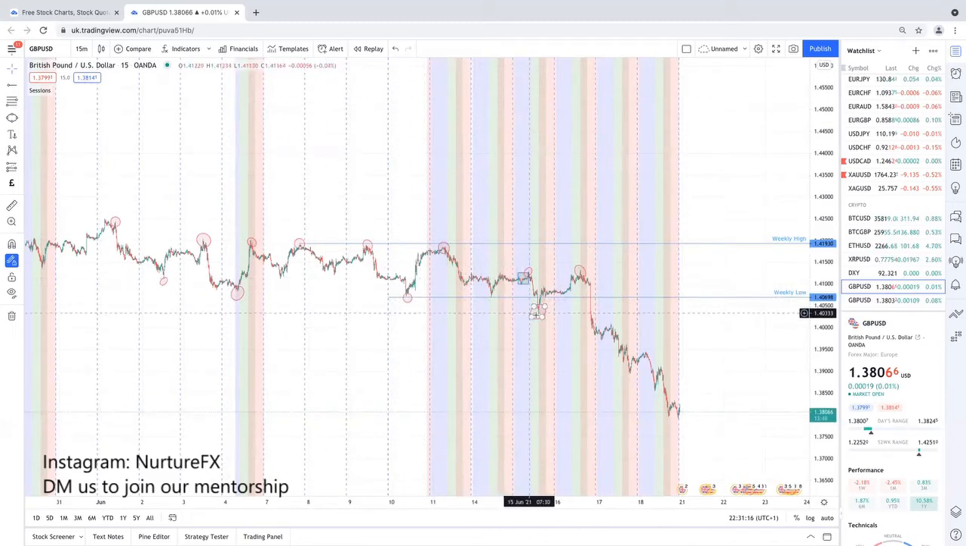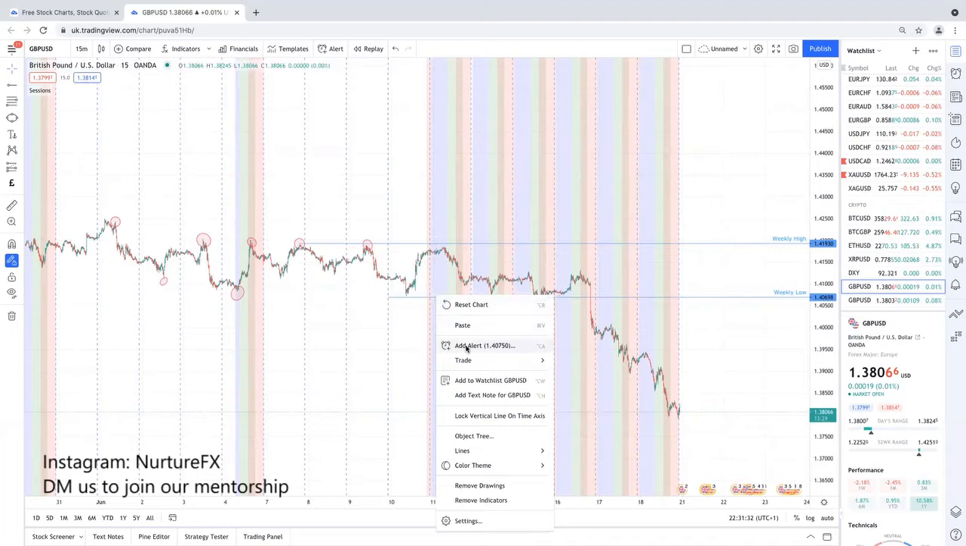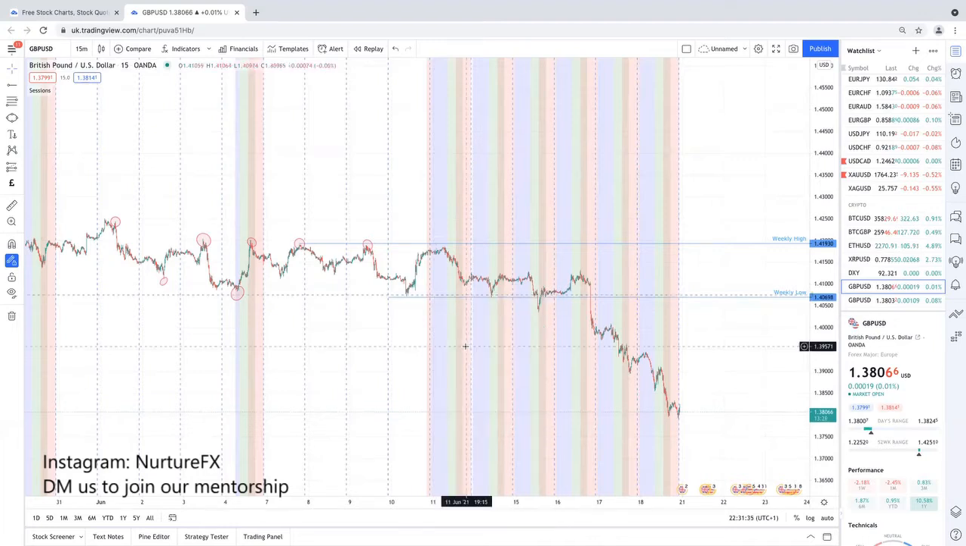Now the key area here that we're looking for, and this is what we would do. We would set an alert for when price was to get to around here. If you don't know how to set an alert, you literally just hover over where you want, right click it, add alert, and then you can customize it to whatever you want.